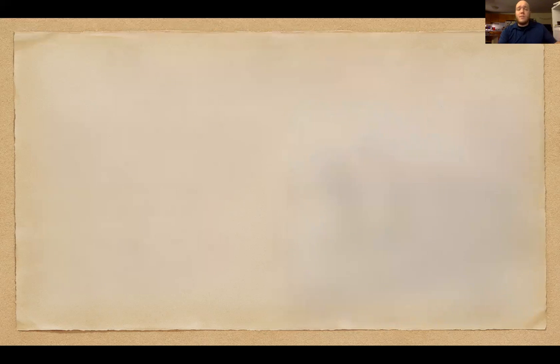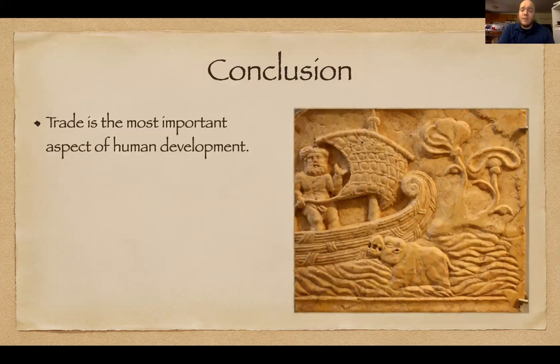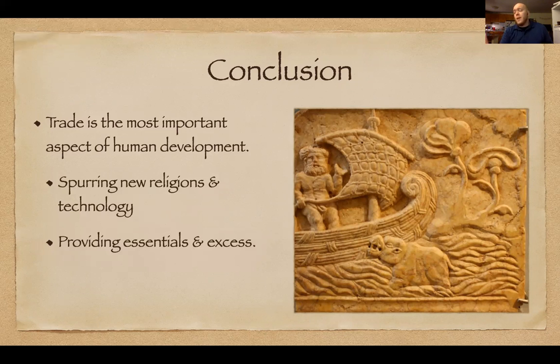And that's why I believe it is the most significant aspect of human development. Our world would be completely different without it. Religions, technology, everything would be changed. And even the way that we live and die has changed because of the Silk Road, because of the transatlantic slave trade, because of these trade networks and these connections that trade has provided. And that's why I think it's the most significant aspect of human development.